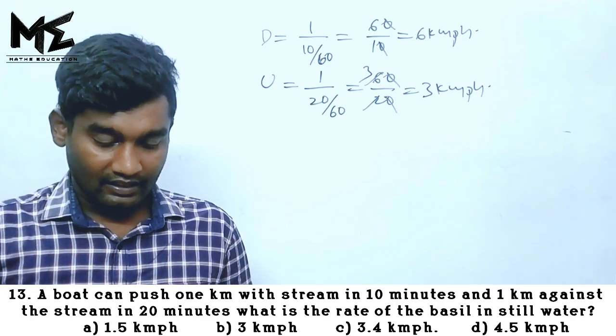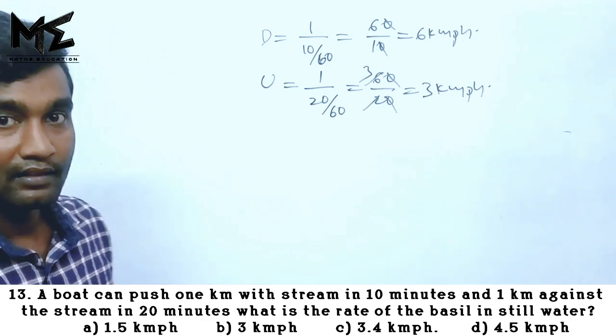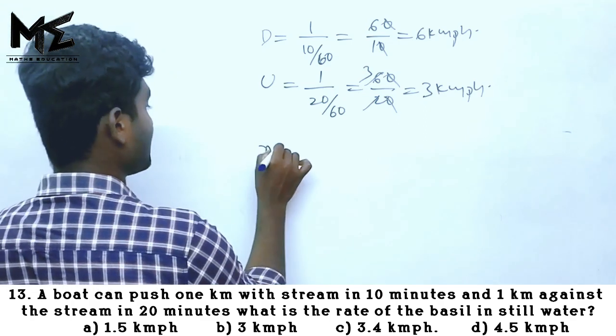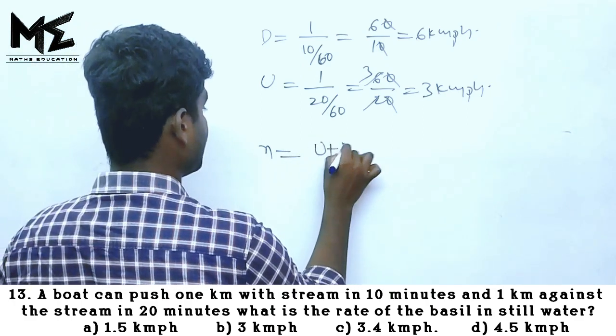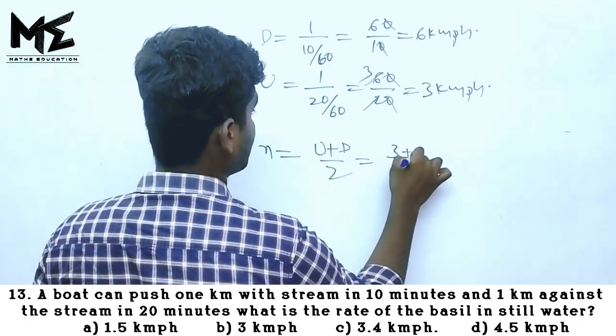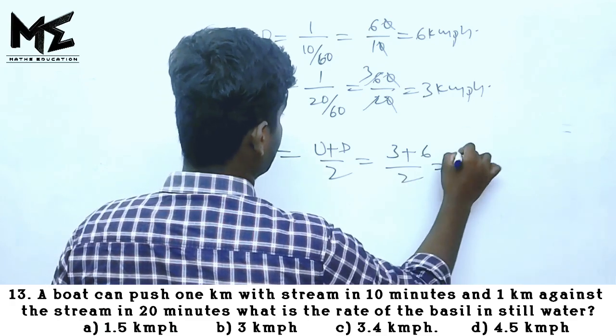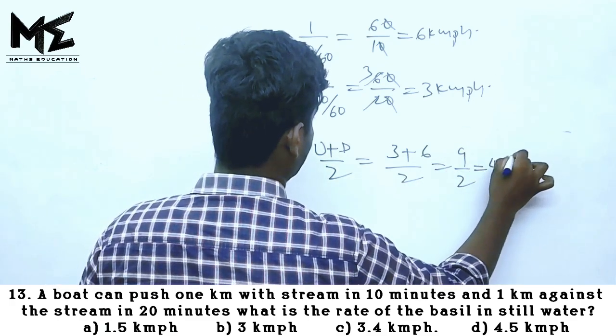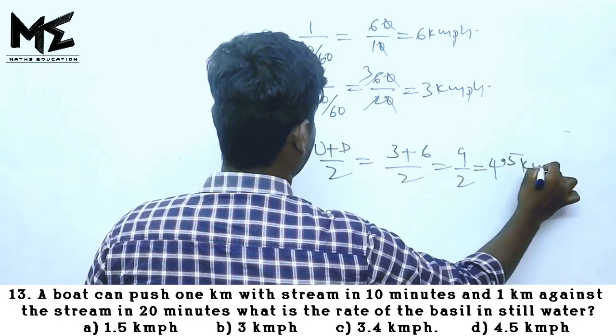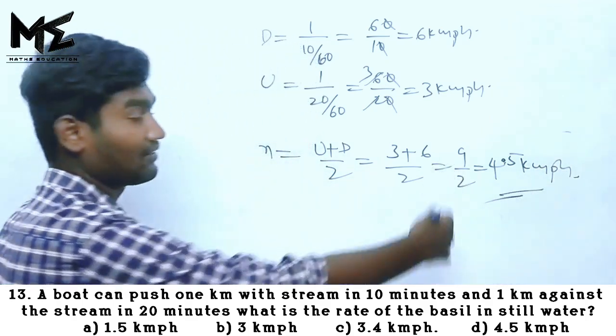What is the rate of the vessel in still water? Still water is nothing but x. So x equals u plus d by 2. U is 3 plus 6, by 2, 9 by 2, which equals 4.5 kmph. So this is our required answer.